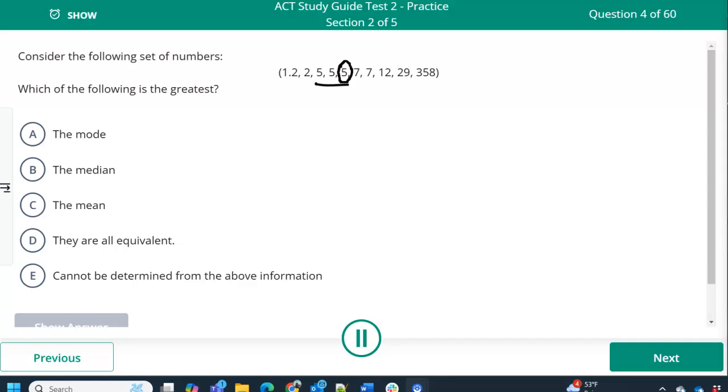I'm sorry, the median would also be 5. And the mean, which is the average. Now, the thing is, having larger numbers here, and especially this number, 358, you really don't have to calculate the mean to see that the mean is going to be skewed by at least one very large number. So the mean is going to be much higher than 5. Okay, so let's pick which is the mean.